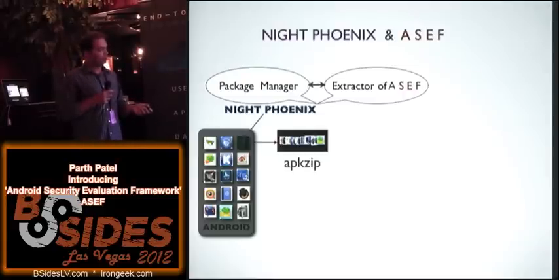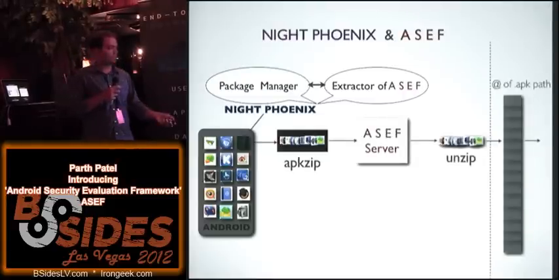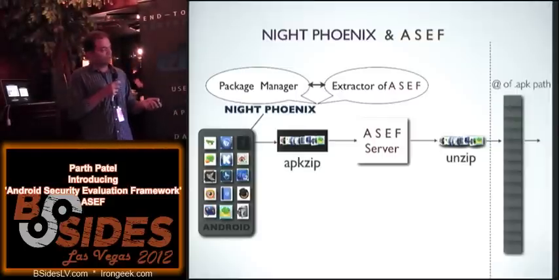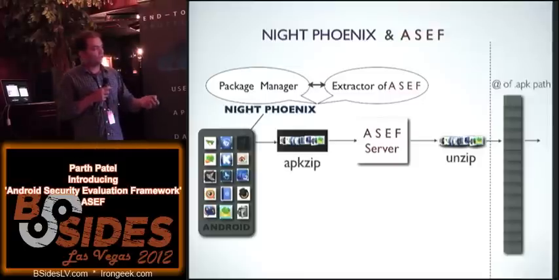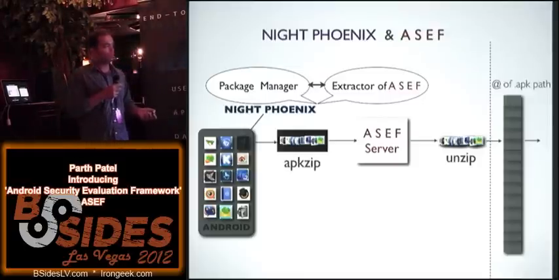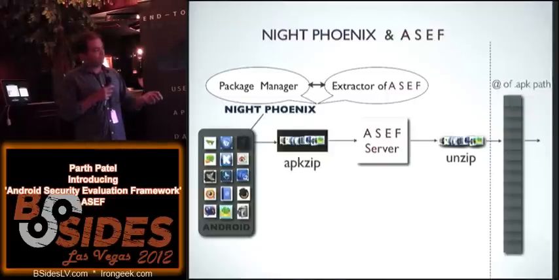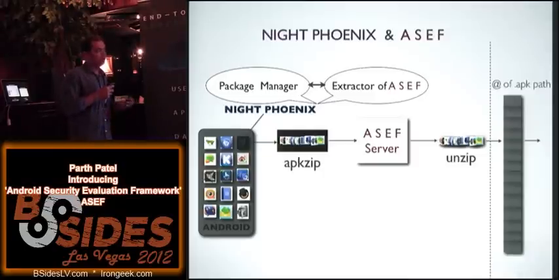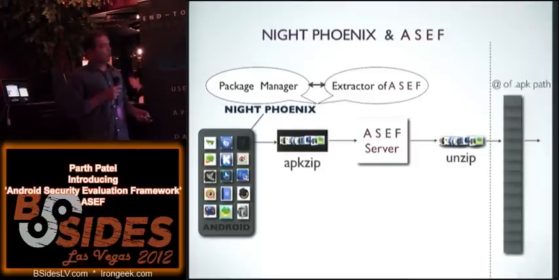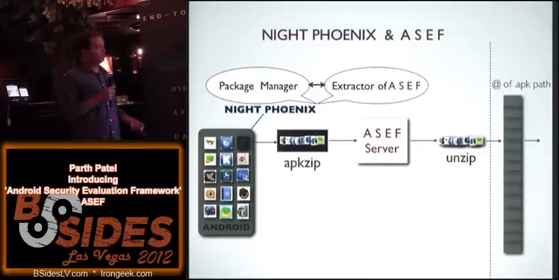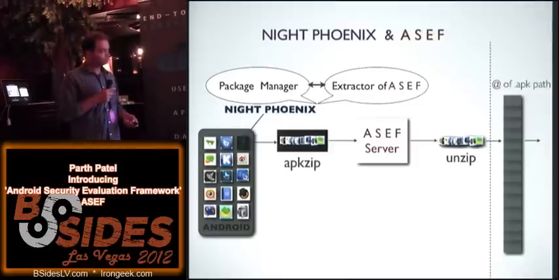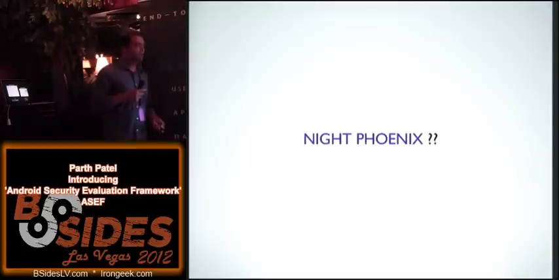It will create a zip file of this and store it on an SD card, and on the other side, ASEF will be listening on a predefined port to receive this zip file. Once it receives it, it will unzip it and create a list array where all these APK files will be stored. As I mentioned, once you figure out a way to get to this point of normalization, the rest of the functionality of ASEF will always remain safe. That's the beauty of the design. With the help of Night Phoenix, now ASEF is unplugged. All you have to do is click one application, and your tests are being run on the ASEF server. Why do I keep calling it Night Phoenix?